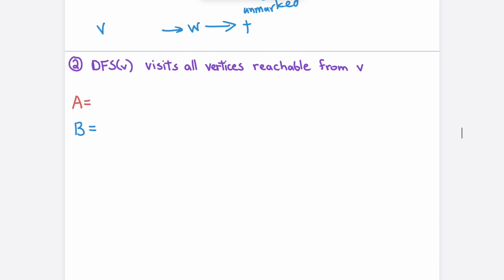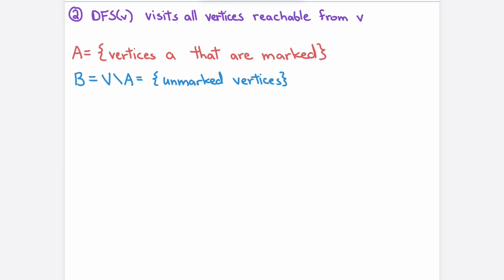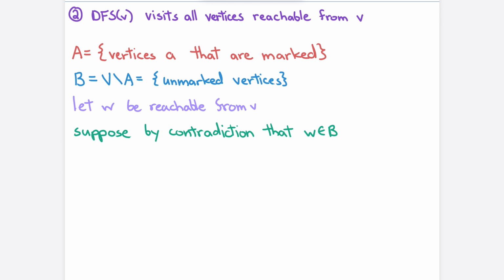So here's one way to get it down, so at least we appreciate the awkwardness of it all. There are different ways to do this, but first let me call A the set of vertices that are marked and B the vertices that are unmarked. You set up a little scaffolding and it makes it easier to articulate all the things you really completely understand. Let W be reachable from V, and suppose by contradiction W wasn't marked. So W is in B, that's our contradiction.